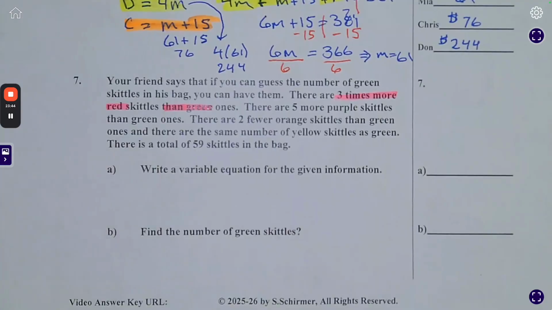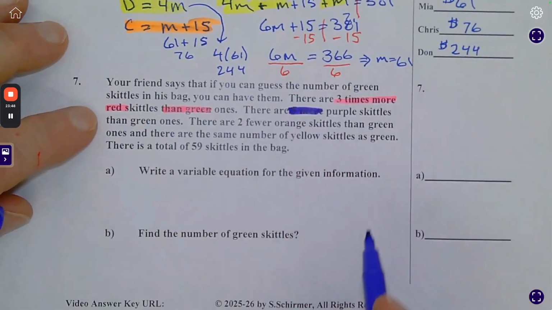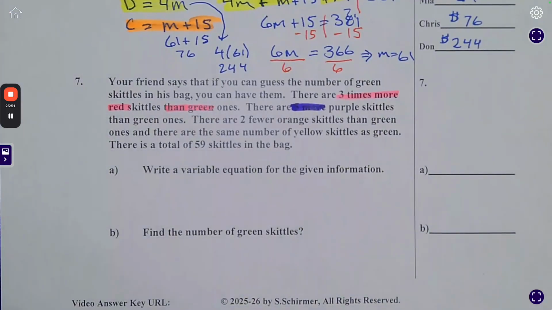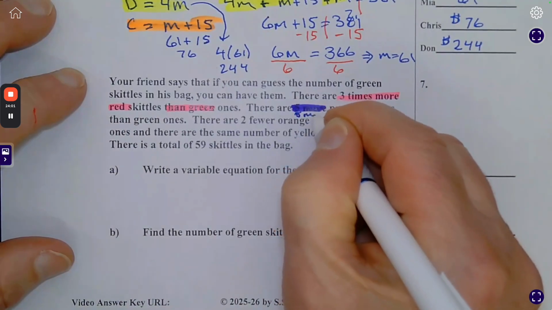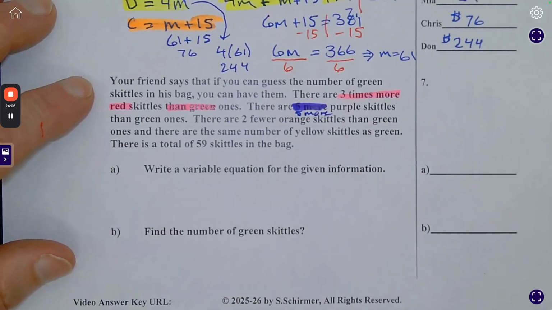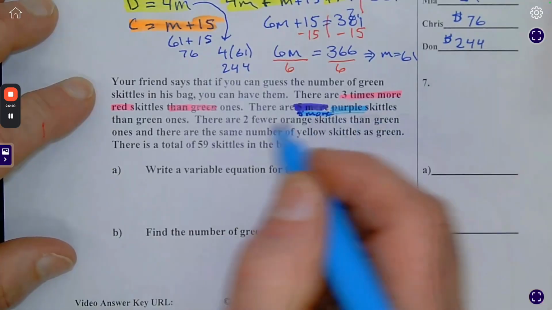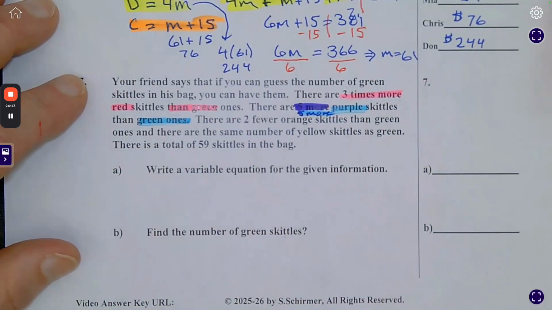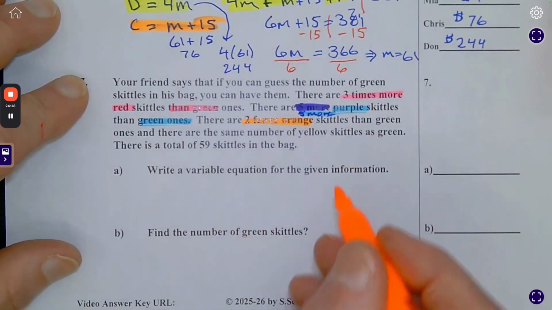Okay, there are 5 more. Oh my gosh, are you kidding me? That was mistake number 7. 5 more. I'm never using that one again. I'm throwing that away. I'm going to rewrite that as 5 more. So there's 5 more purple than green ones. Okay. There are 2 fewer orange than green ones.